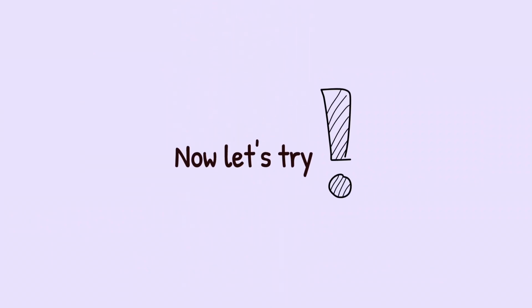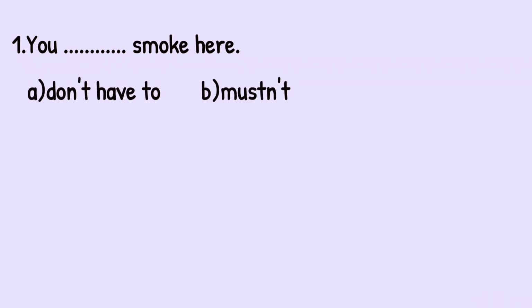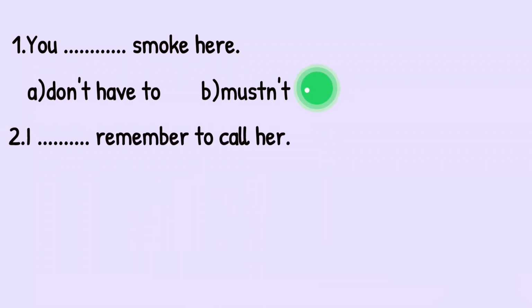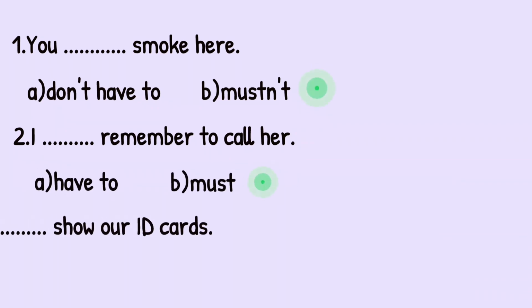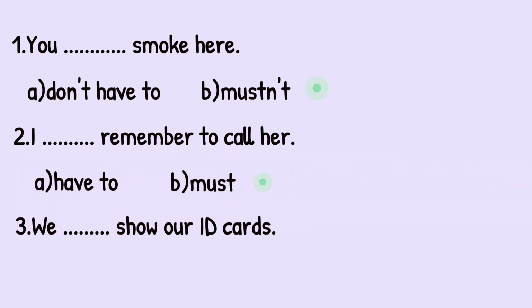Now let's try. This example shows that something is not allowed, so the correct answer is mustn't. In this example, the speaker feels something is important to do, so the correct answer is must. In this situation, the speaker knows that there is a rule, so the correct answer is have to.